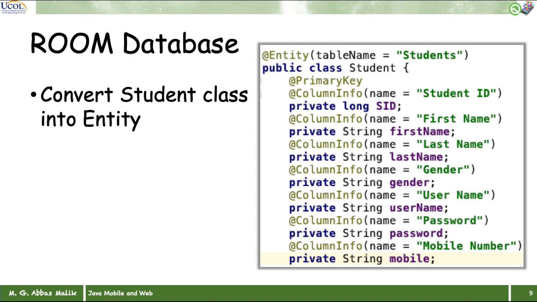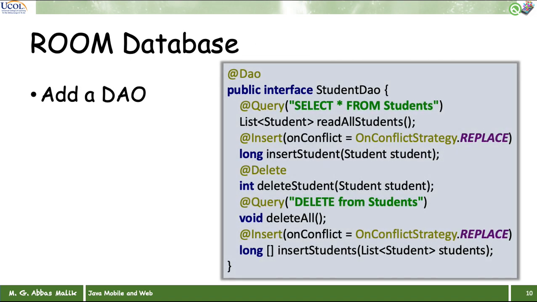So we have a student class, and we need to convert it into an entity by annotating it with different types of annotations: at the class level, that is the entity, and at the field level, which are the primary key and the column information and so on. The next step in implementing the Room framework is adding a DAO, a data access object. Here we have a data access object which helps us to read the data from the SQLite database.